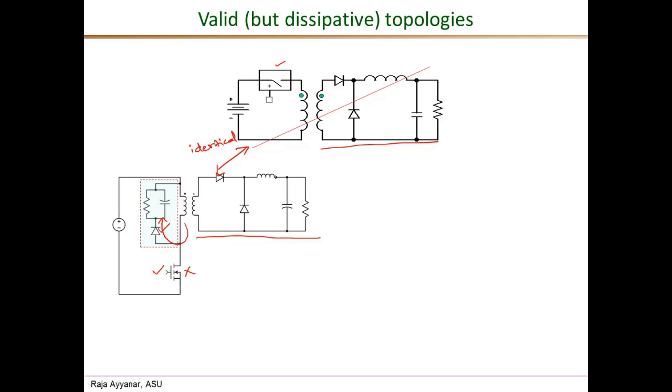But as you can see, the energy stored in the magnetizing inductance is actually dissipated in this resistance. Okay? So it's a valid circuit, but it's not a preferred circuit because it will be very inefficient.